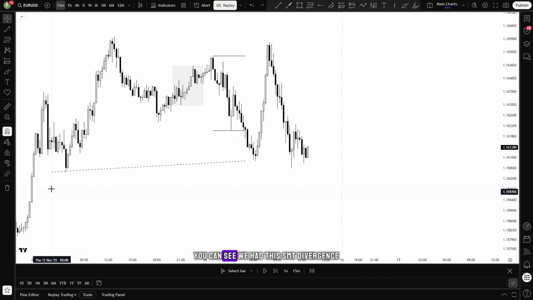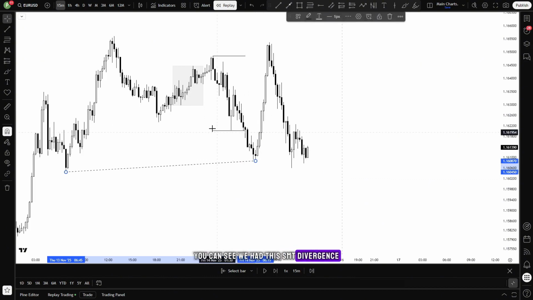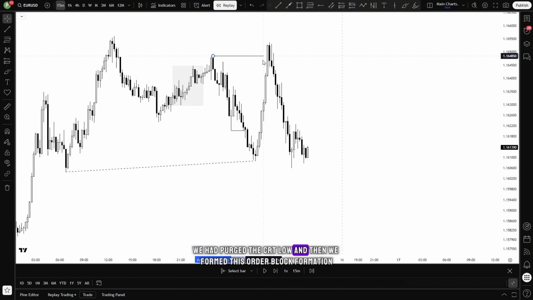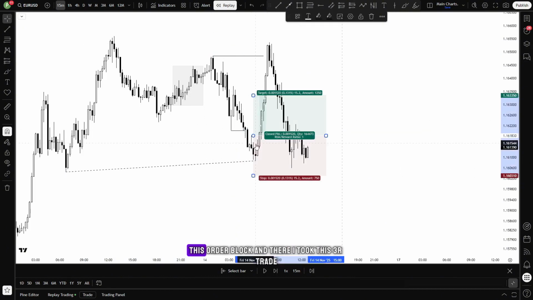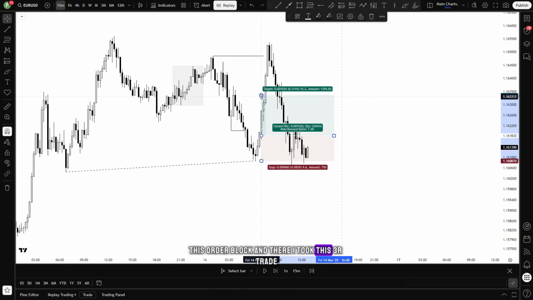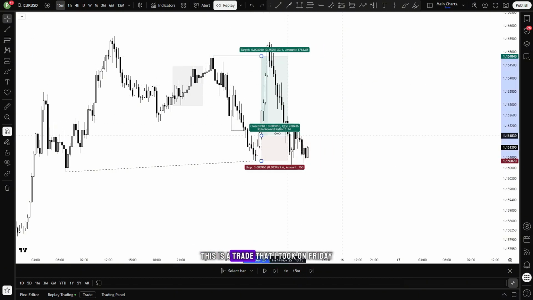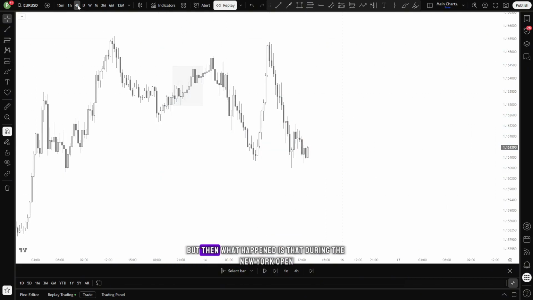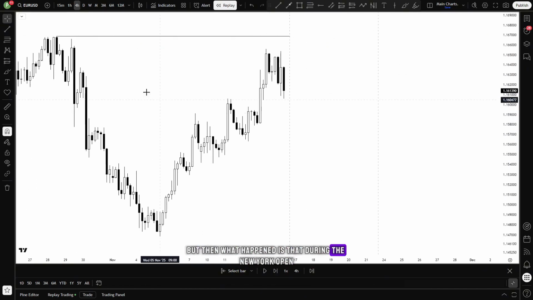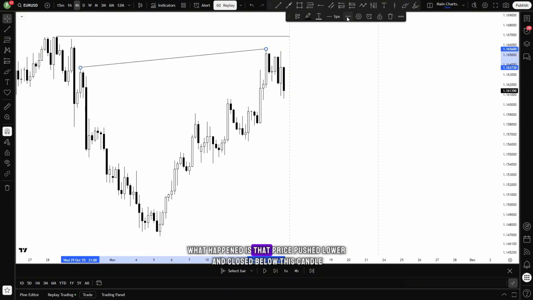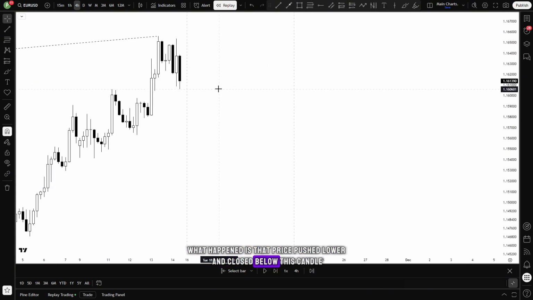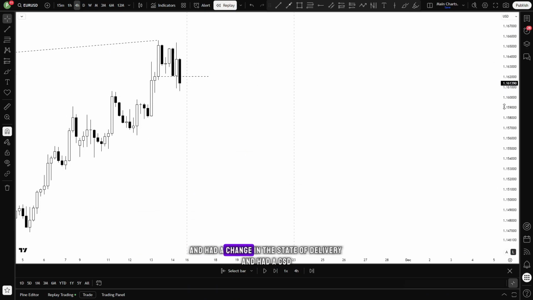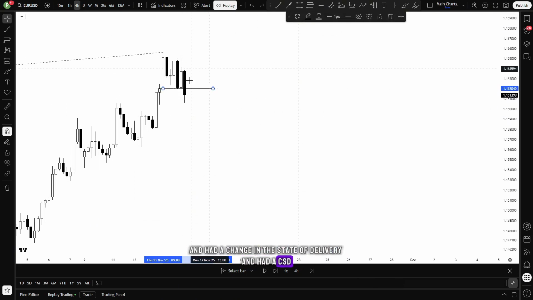Right here, you can see we had this SMT divergence. We had purged the CRT low, and then we formed this order block, and there I took this 3-hour trade. This is a trade that I took on Friday, and you can see the execution in my Telegram channel. But then what happened is that during the New York Open, after I closed the trade, price pushed lower and closed below this candle and had a change in the state of delivery and had a CSD.